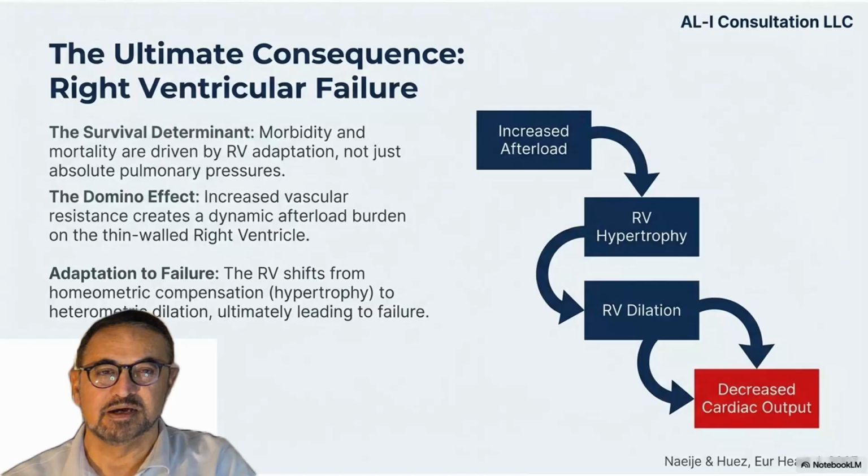Early on, the RV compensates with hypertrophy. Later, it dilates, stroke volume falls, and cardiac output drops. Once that transition happens, patients become much sicker.